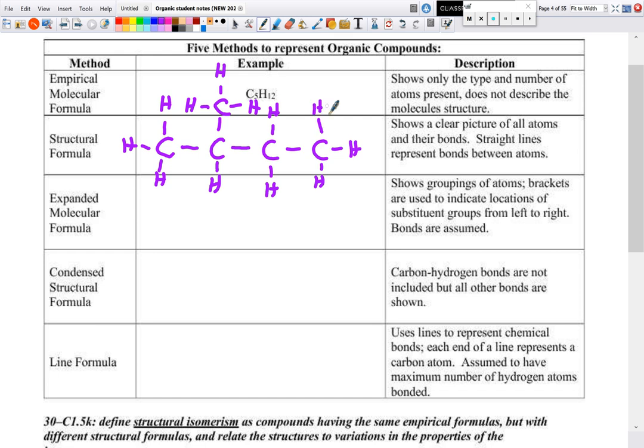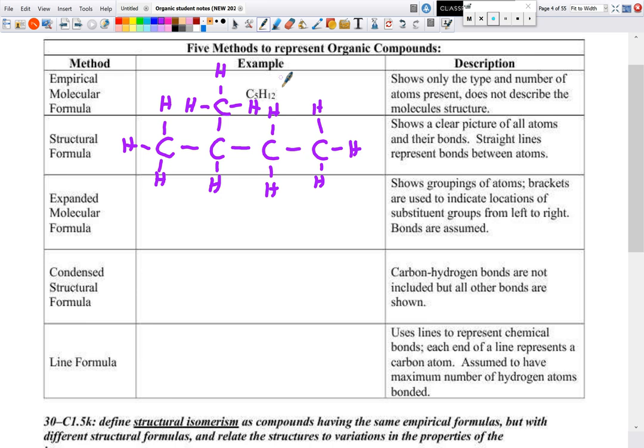Now if you count all the hydrogens, we have 1, 2, 3, 4, 5, 6, 7, 8, 9, 10, 11, 12. So notice how this formula right here, C5H12, tells us how much there is, but there's no idea on how everything looks, right? And this is how this particular molecule I'm drawing looks. Now, we will notice that this is just straight lines, so the structural formula is kind of the formulas that you would have learned in Chem 20.